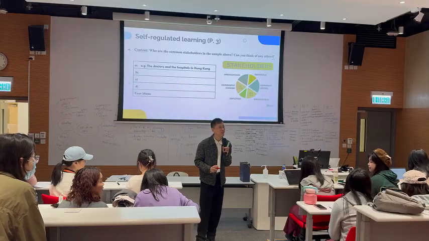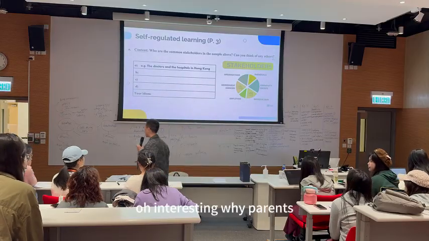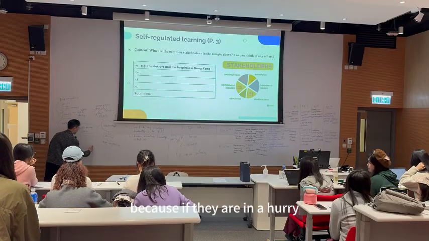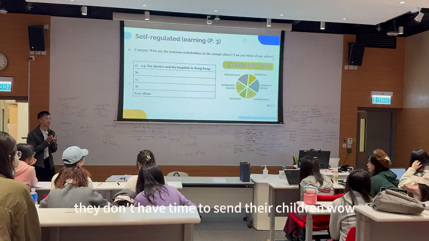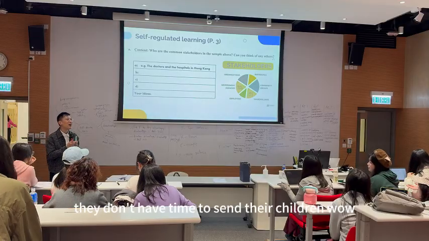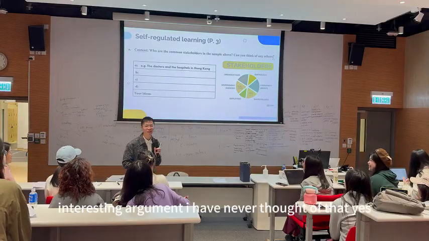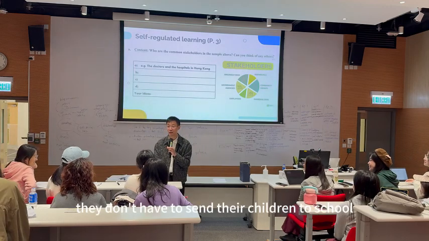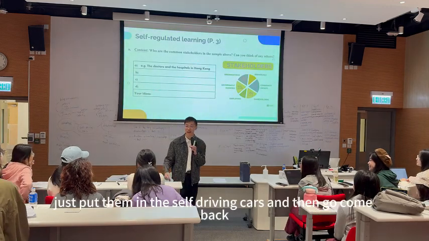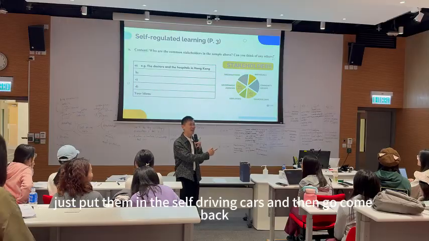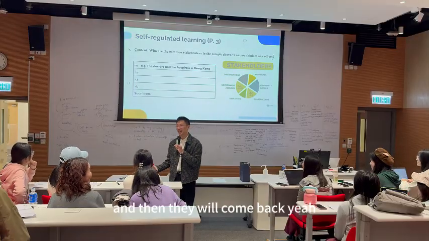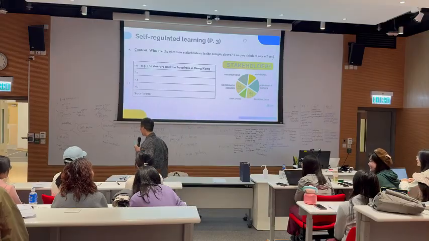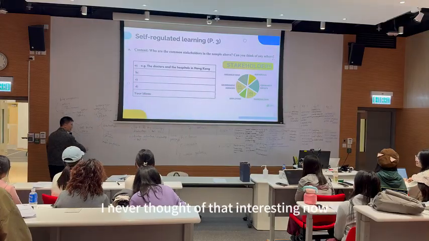We thought about parents. Oh, interesting. Why parents? I think it's good for them because if they are in a hurry, they don't have time to send their children to school. Wow, interesting argument. I have never thought of that. Yes, they don't have to send their children to school. Just put them in the self-driving cars and they go. And then they will come back. Yeah, save my time as a parent, right? Wow, it's a very good idea. I never thought of that.